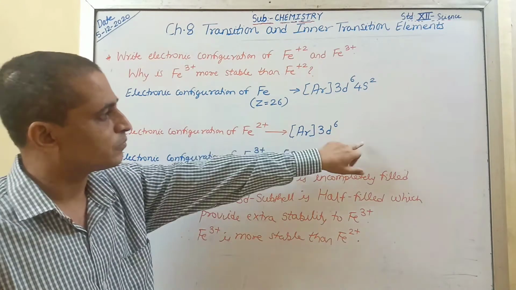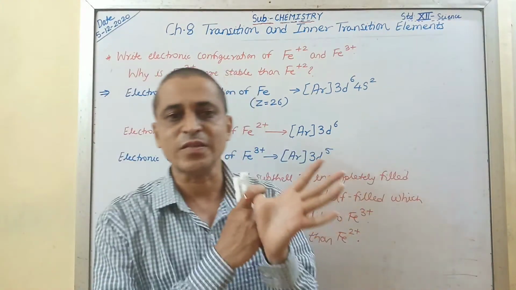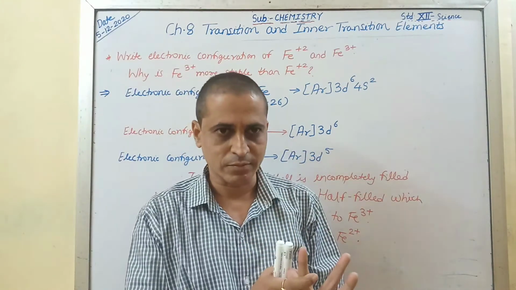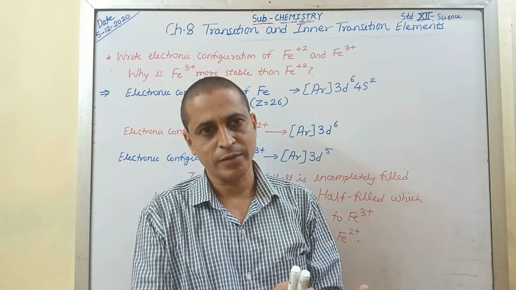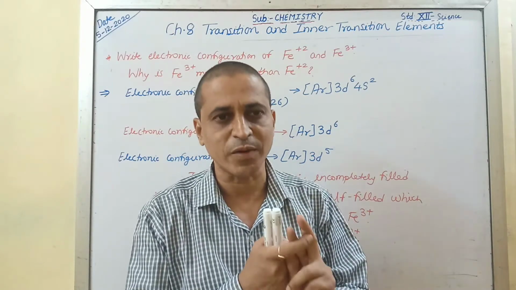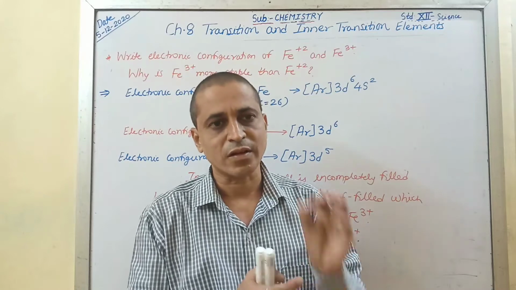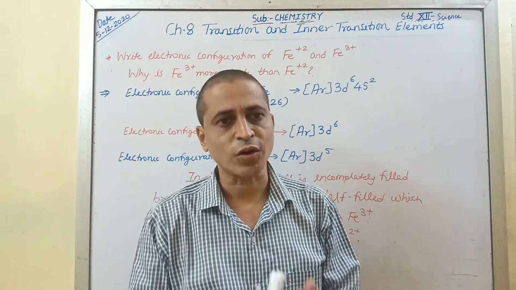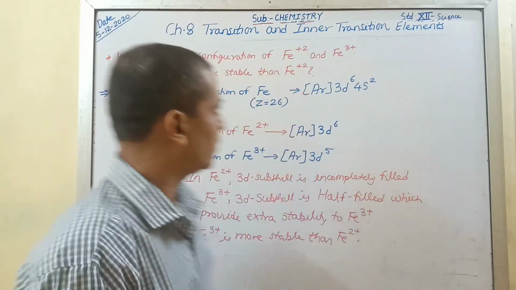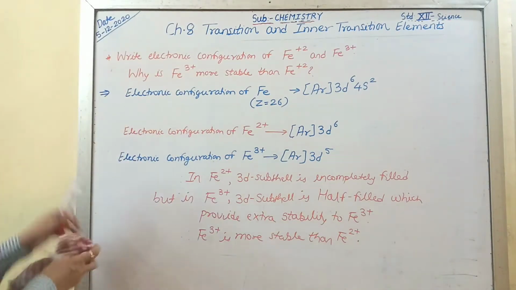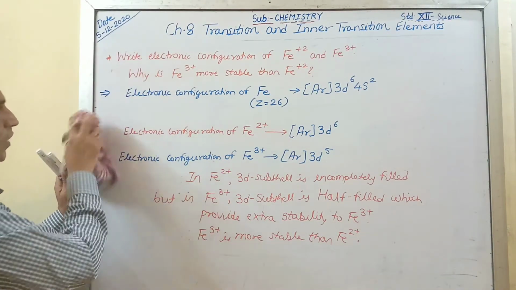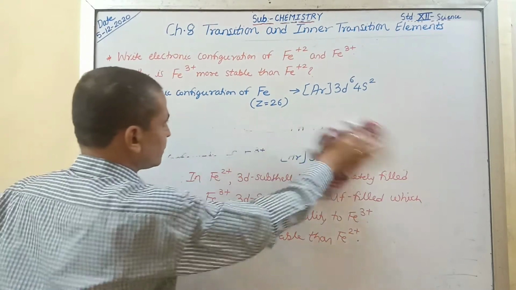So you remember one thing: if the d subshell is empty, half filled, or completely filled, then the corresponding ion or element is more stable. This is about the electronic configuration of ions.